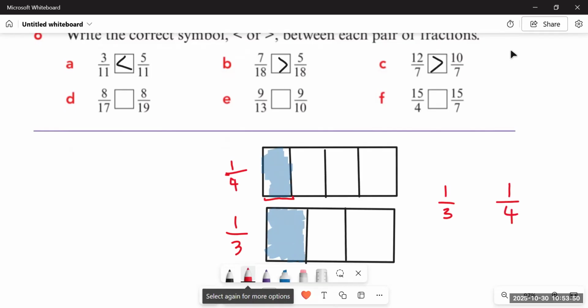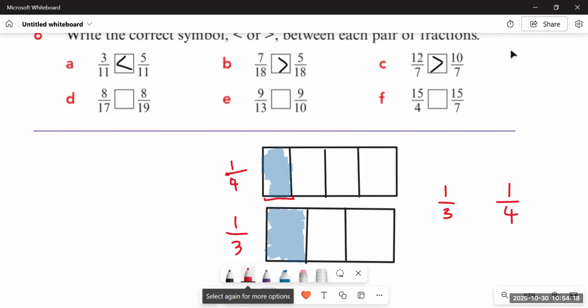Although 4 is greater than 3, since it's in the denominator, and these are called unit fractions when the numerator is 1, always remember, students, when the numerators are similar, the bigger the denominator, the smaller the fraction. The smaller the denominator, the bigger the fraction is. Because you can see it's evident from the figure that 1 over 4 would be smaller than 1 over 3.